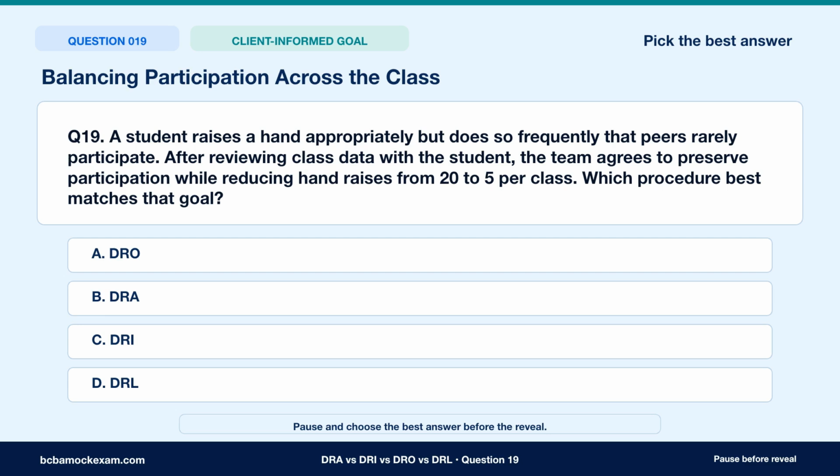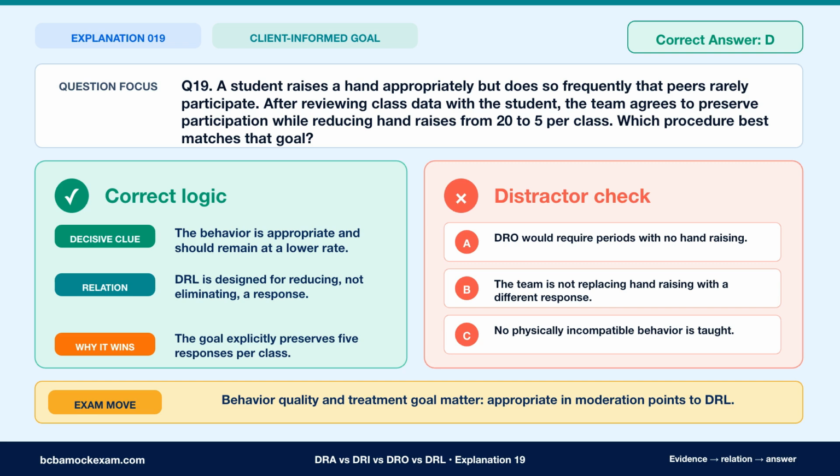Question 19. A student raises a hand appropriately, but does so frequently that peers rarely participate. After reviewing class data with the student, the team agrees to preserve participation while reducing hand raises from 20 to 5 per class. Which procedure best matches that goal? The choices are A. DRO, B. DRA, C. DRI, D. DRL. Track whether the same appropriate response should remain. Pause and choose. This item resolves to D. DRL. DRL is designed for reducing, not eliminating, a response.